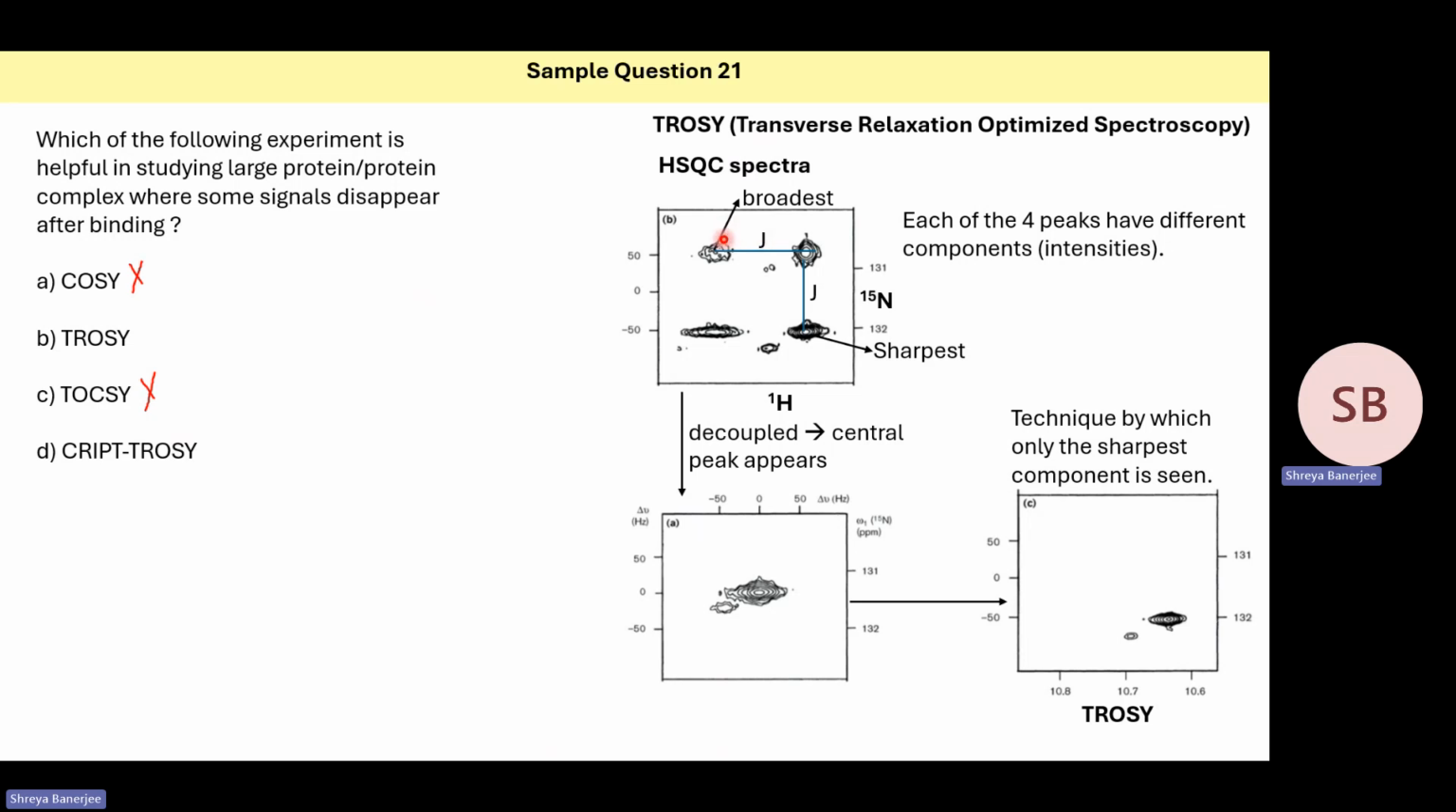What is basically done is that in HSQC, if you have a 1H15N HSQC, due to the NH coupling, they will split into 4 peaks. What is done in TROSY is first it is decoupled, so you get only one central peak, and then using the TROSY pulse sequence, we are able to get only the sharpest component of this cross peak. So only this component is retained.